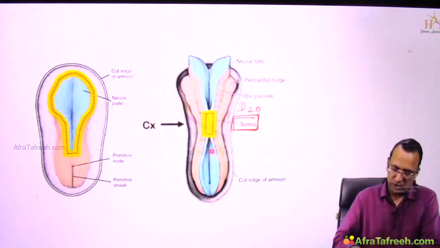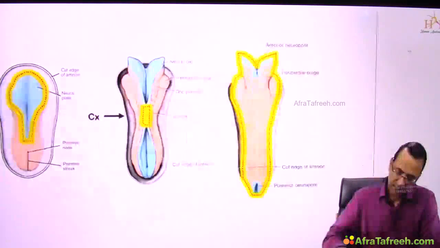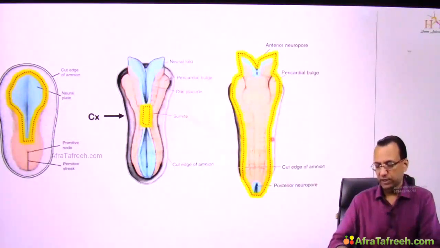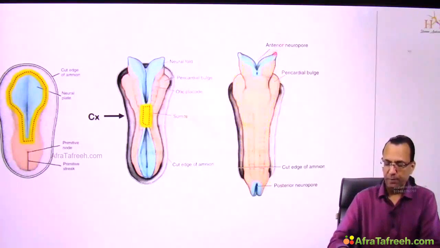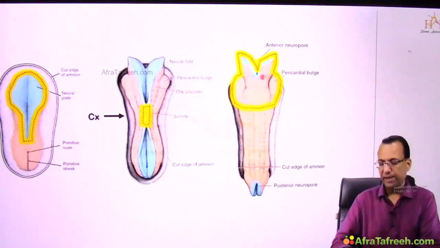So as the fusion will zip up and zip down, then the full tube will form. As the neural tube is forming, you will find that still there are some openings. There is an anterior opening and a posterior opening. Actually, we call this the anterior neuropore on the brain side.